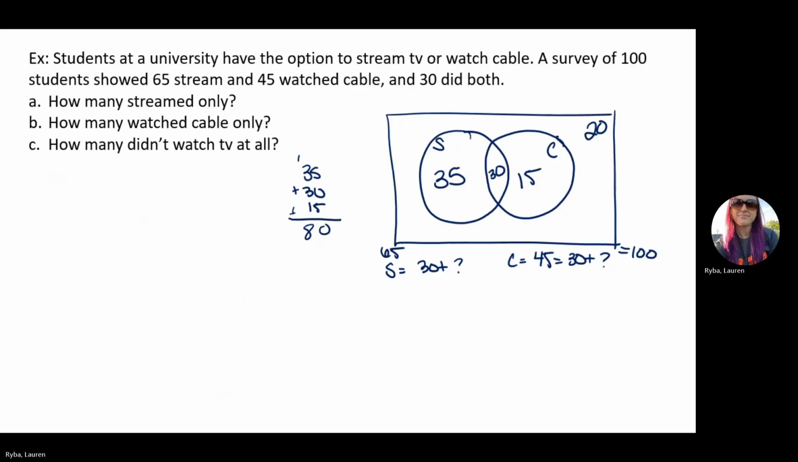Okay. So how many streamed only? That's the first value we found. 35. How many watched cable only? That's the second value we found. 15. How many didn't watch any TV at all? And that's the last value we found, our 20.